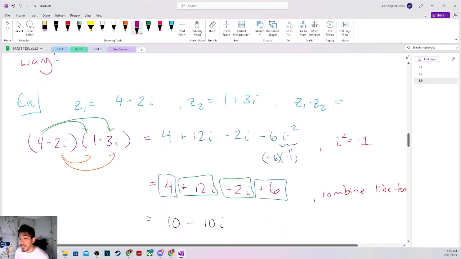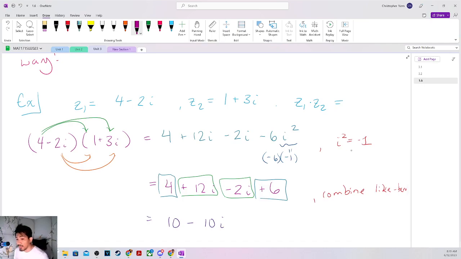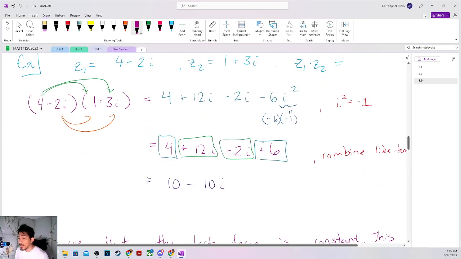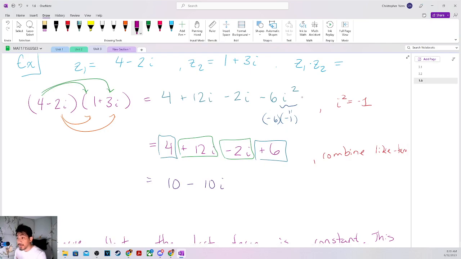So notice that i squared, the definition I gave you guys, is equal to negative 1. So let's just replace this entire term with negative 1. Then I have 4 plus 12i minus 2y, and this is negative 6. The negative belongs to the 6. Negative 6 times negative 1 is positive 6. So you see here, this was an imaginary component, and it turned into a real number because I squared it. That's a very important rule.